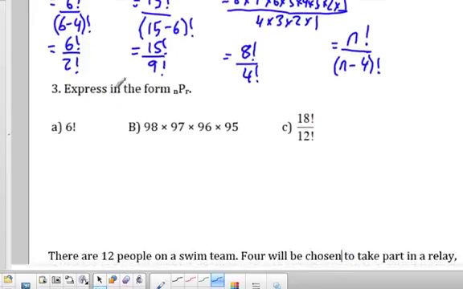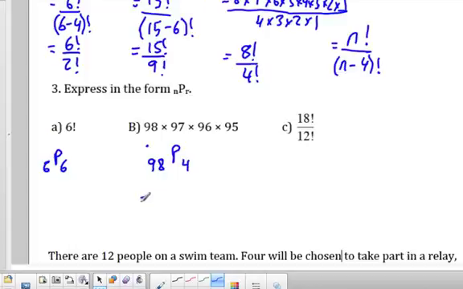Okay, next question, we have to express in the permutation notation 6 factorial. Well, we could write that as 6 choose 6. And this would be 6 factorial over, when it simplifies, 0 factorial, which is 1. Now we're going to write 98 times 97 times 96 times 95 in factorial notation. We could write 98 choose 4, because we're going to select 4 items out of this 98.